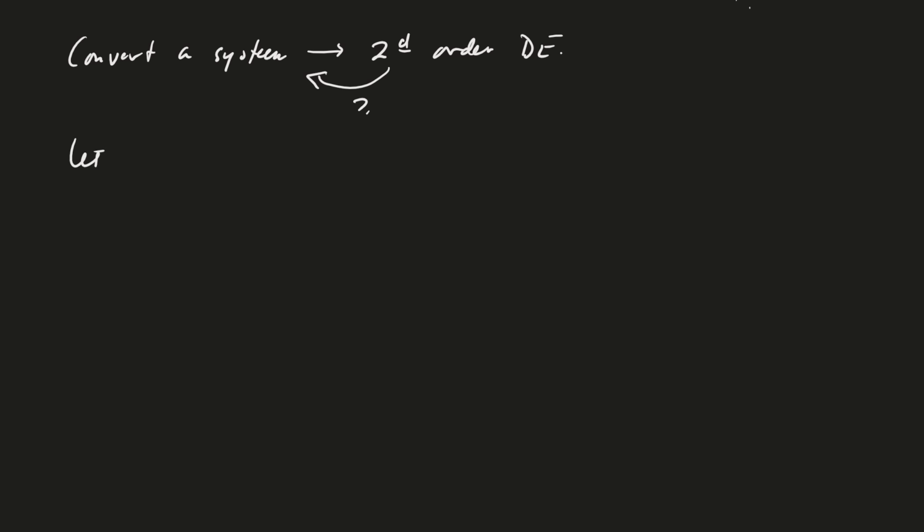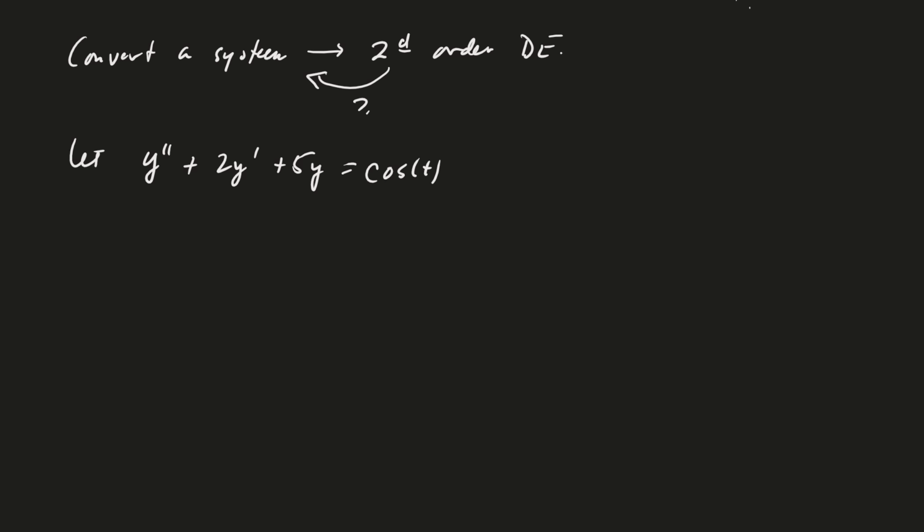Okay, in the last video we looked at how to convert a system to a second order differential equation, and now we want to see if we can go backwards. And so suppose I write down this, let's see, how about y double prime plus 2y prime plus 5y equals, how about cosine of t?